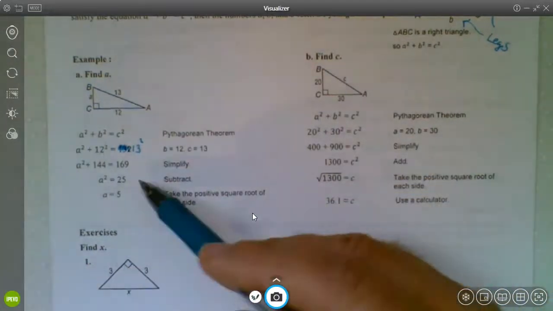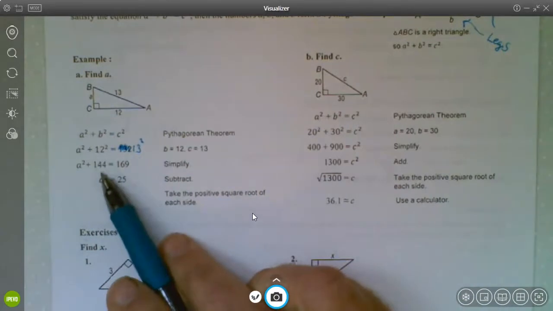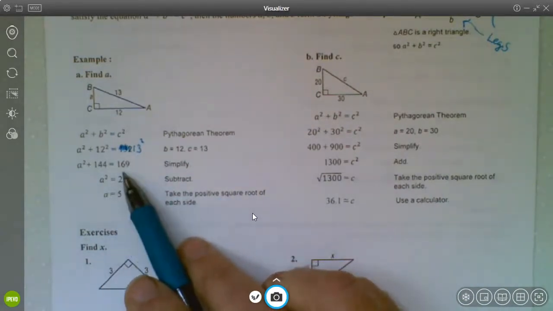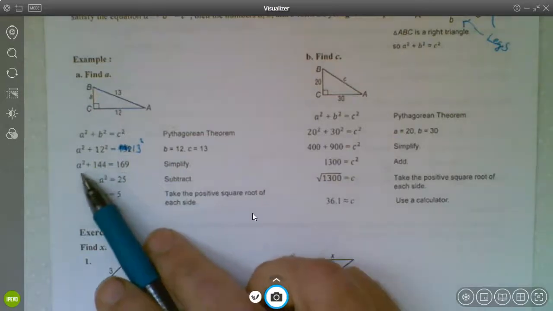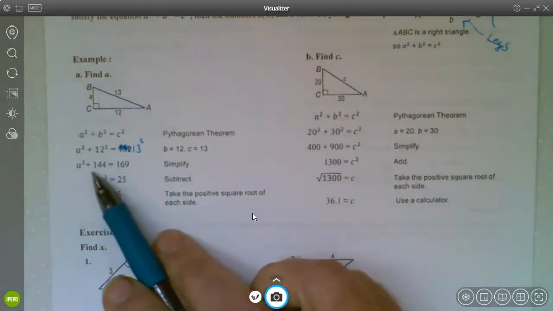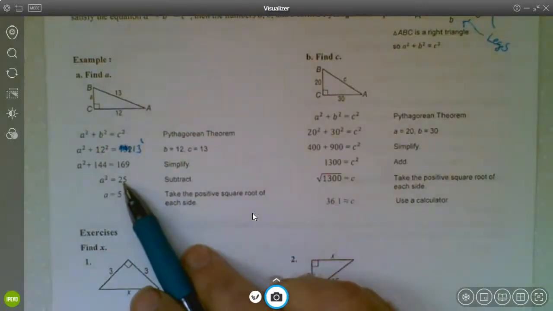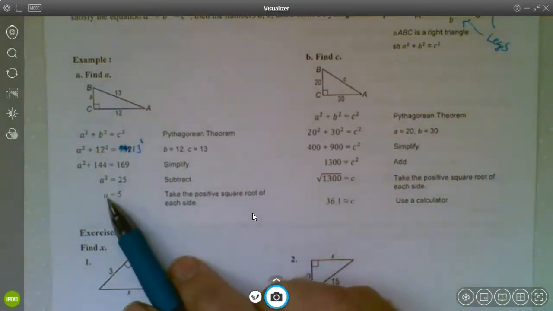All we got to do is simplify it. So we know that 12 squared is 144. We know that 13 squared is 169. And then we're just going to solve this equation to get a by itself. So we would start by subtracting 144 from both sides. And then here's kind of the final step, and this is an important final step.